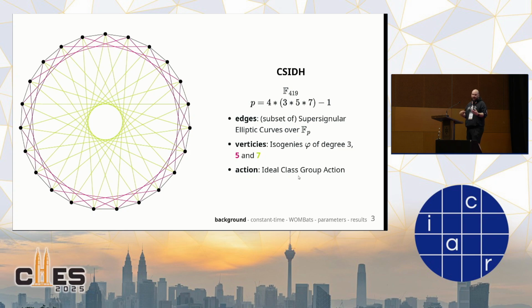So I have isogenies of degree 3, 5, and 7, which are defined by the prime that I use of this form. And if I now move in this isogeny graph, it's done with something that's called an ideal class group action.